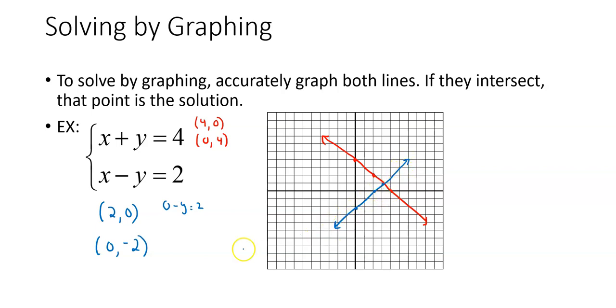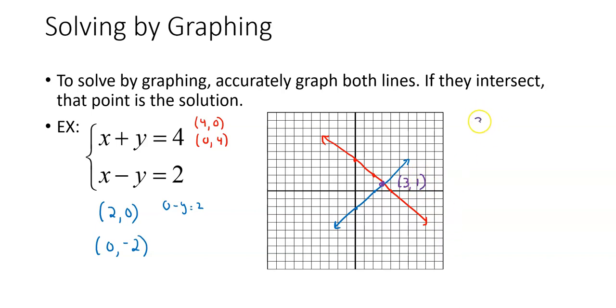Now, you can see where it intersects. The two lines intersect in a point. The downside of doing this by graphing is that your solution is only as accurate as your graph is. So here is my point where they intersect. It's 1, 2, 3 to the right, and 1 up.